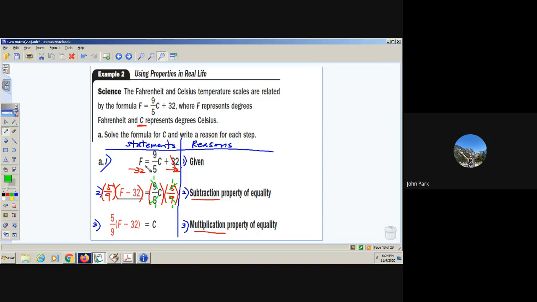Again, the left side is the statement in logical order, and then the right side is just reasons or how you are able to get to the next step, either using properties or other definitions or postulates or theorems that you'll be seeing more in geometry. Okay, so that's how we do the two-column proof.